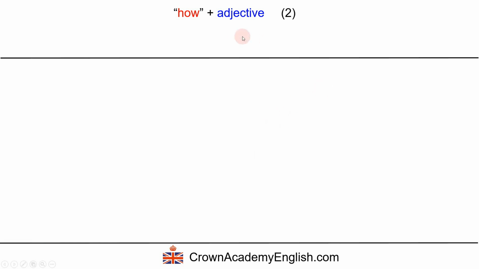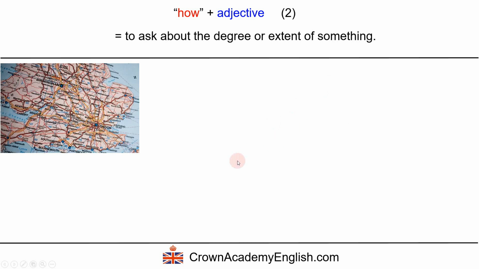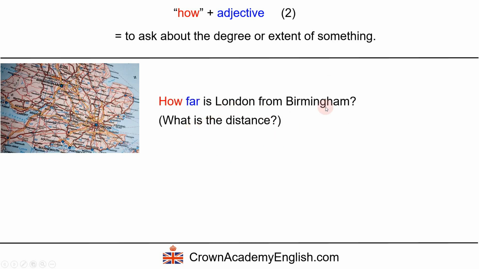Let's look at some more examples with an adjective. How far is London from Birmingham? So we have London here, and Birmingham is in the Midlands, so it's in the middle of England. How far is London from Birmingham? So again, we're talking about the degree. What is the level of distance, in other words? So it's another way of asking, what is the distance between London and Birmingham? So far is the adjective.